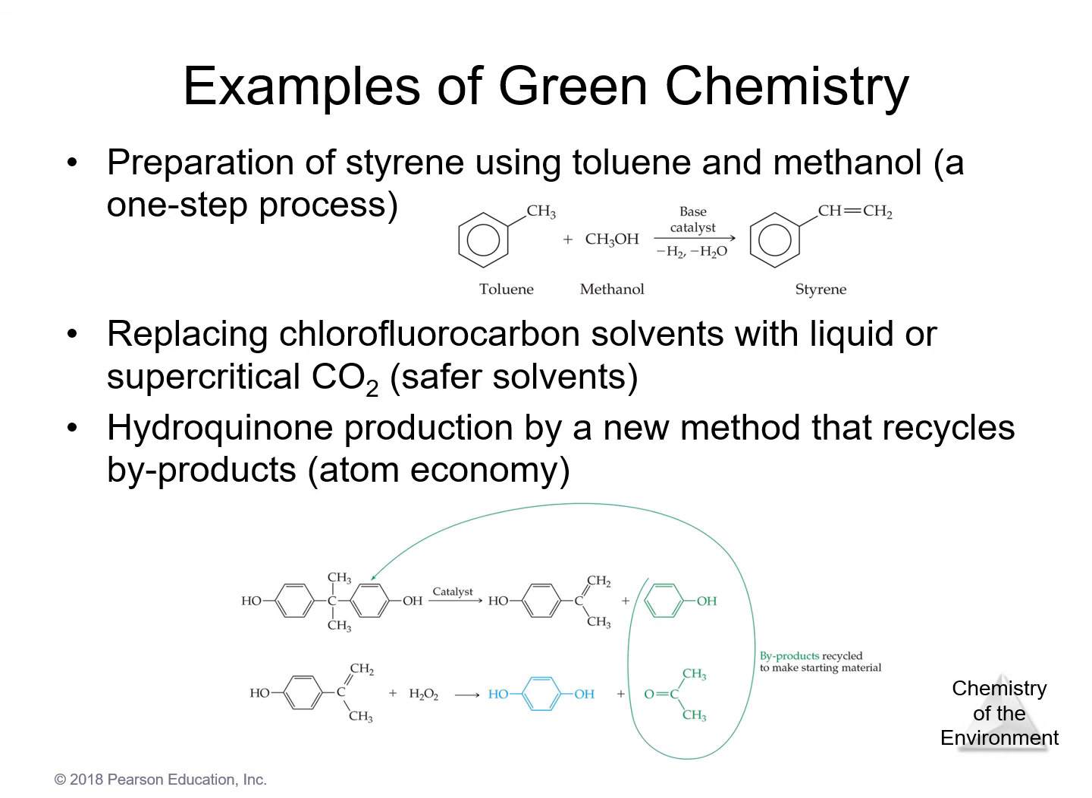And what are examples of green chemistry? Preparation of styrene using toluene and methanol. It's a one-step process, so you replace the chlorofluorocarbon solvents, or CFCs, with liquid or supercritical CO2. Those are safer solvents. Another is hydroquinone production by a new method that recycles byproducts, and we've heard a lot about hydroquinone in the news lately for medicine. So that's what they're doing there.